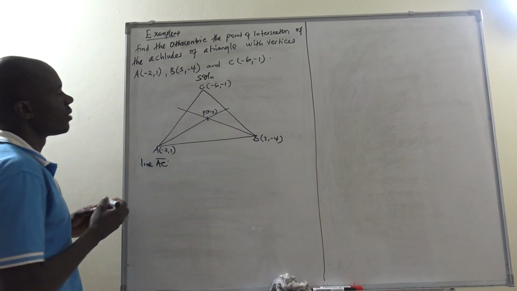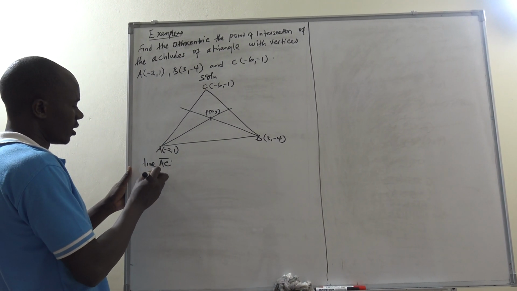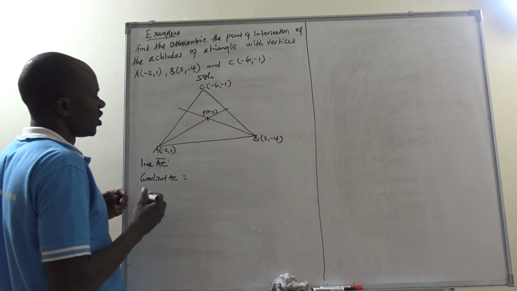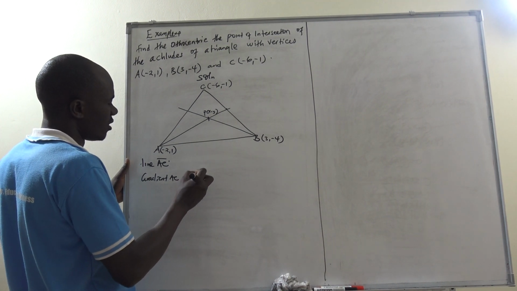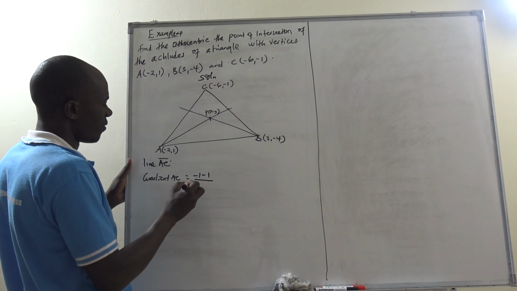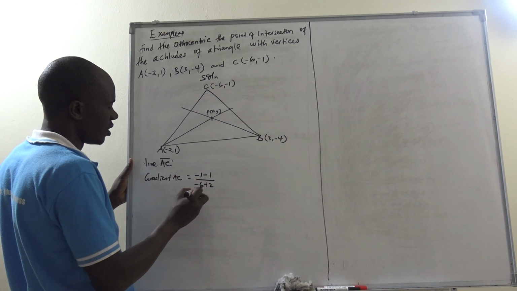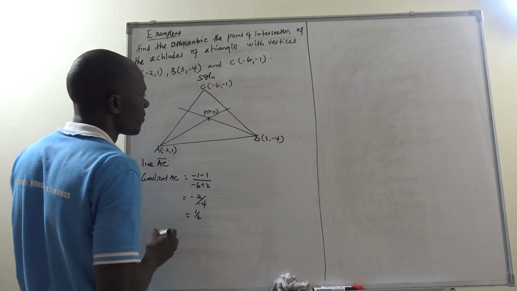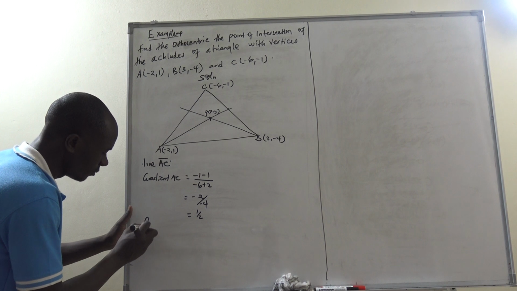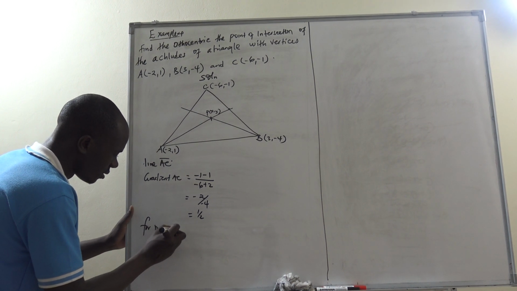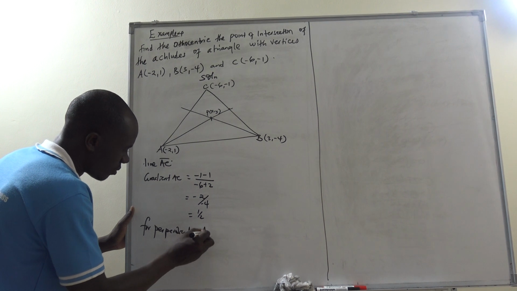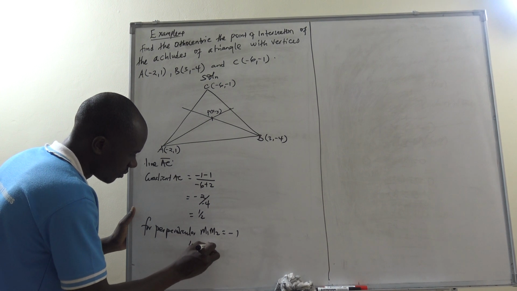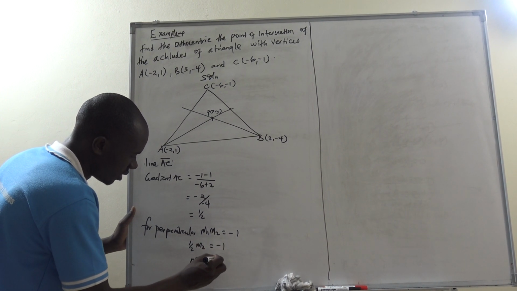We first get the gradient of line AC. The gradient of line AC is going to be what? Change in y over change in x, which is -1 minus 1, all over -6 plus 2, which becomes -2 over -4, which finally becomes a half. Then for perpendicular lines, M1 times M2 must give us -1. So we say a half times M2 equals -1.